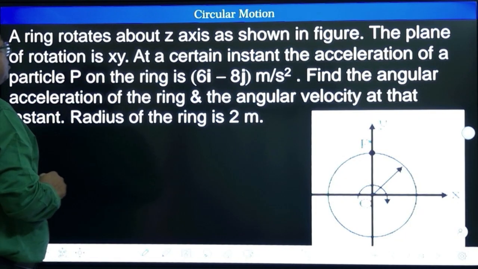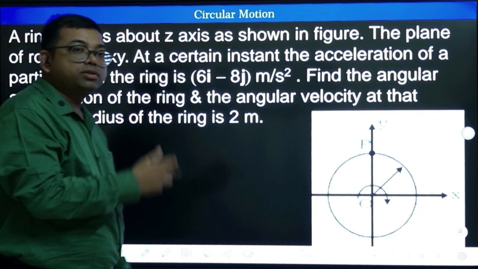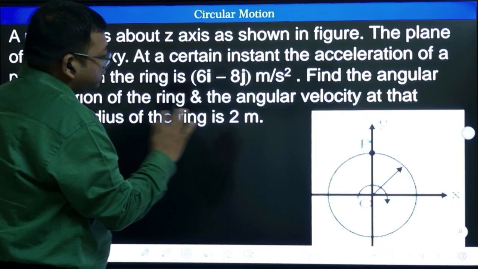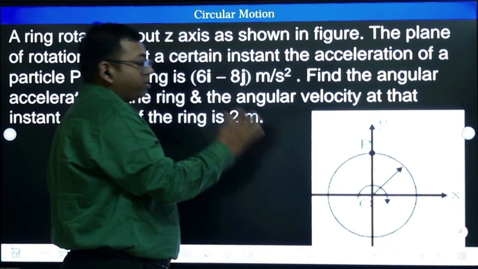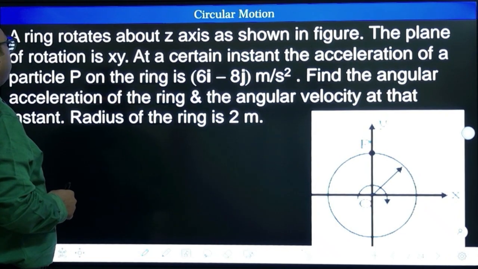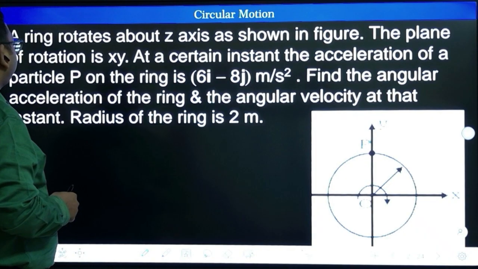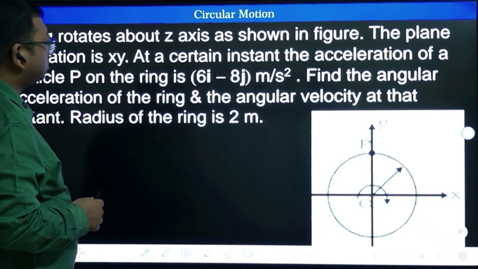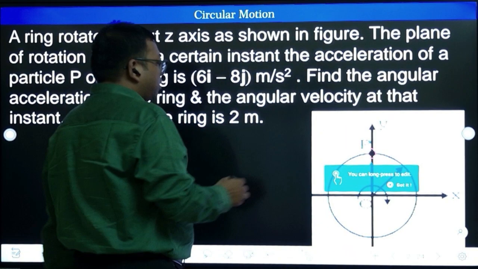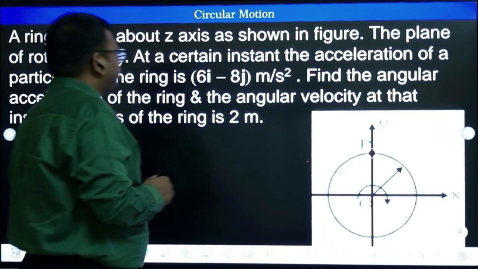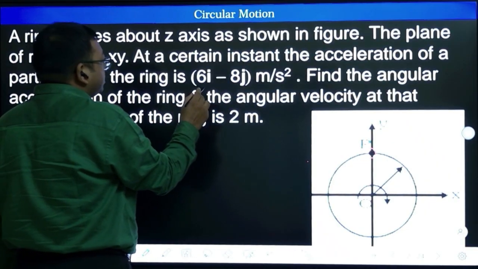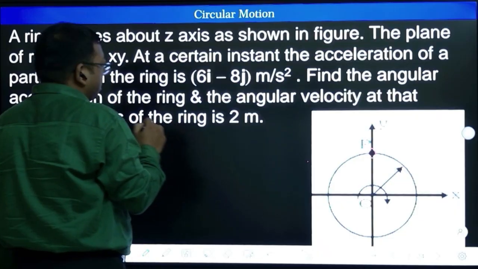A ring rotates about the z axis. So this is a ring which is rotating about the z axis. The plane of rotation is xy, so the ring is in the plane of xy, and the axis is along the z direction. At a certain instant, the acceleration of a particle P on the ring is given. Some point is there on the ring, and they have given the acceleration of this point P as 6 i cap minus 8 j cap.